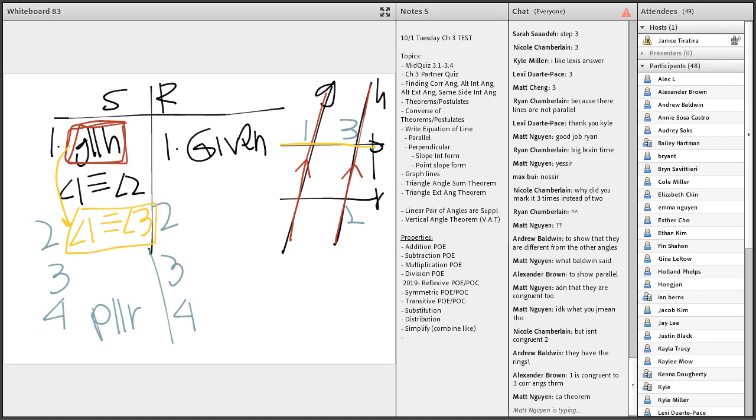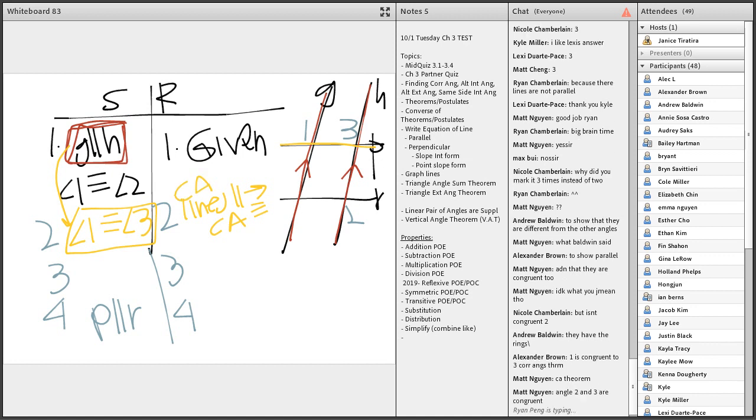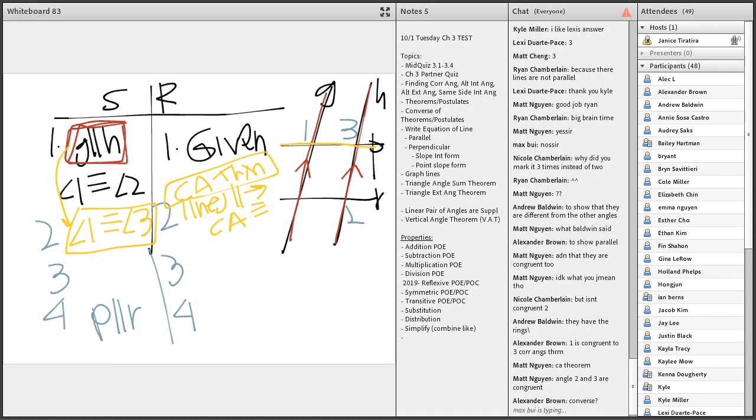I know McKee and Haygood, you would write lines parallel, therefore corresponding angles are congruent. My students would just write CA theorem. Okay, same exact thing. It's just that Haygood and McKee is stating what it actually is.